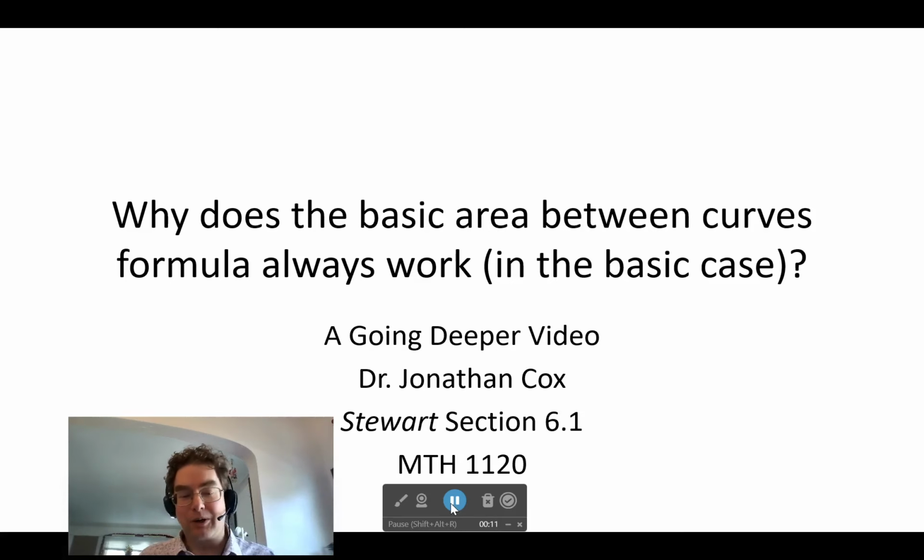Now, we'll have this formula in class, and you might say, that's all I care about. Just give me the formula, and I'll use it to compute areas between curves. And that's fine. But for those who want to know more of what's behind this formula and why it always works in the basic situation that we'll talk about, that's what this video is for.